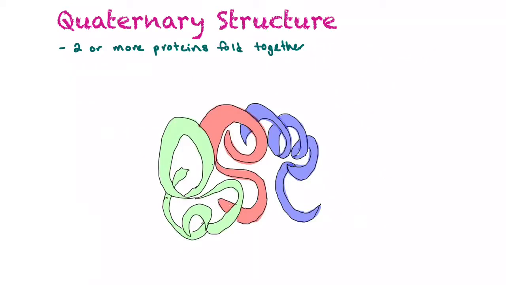The final level of protein structure is quaternary structure, and that's when two or more proteins or polypeptides fold together amongst themselves to become that functioning protein. For example, hemoglobin has 4 subunits, so there are 4 different polypeptides that fold on each other, and you end up with these really unique 3D shapes, and that's quaternary structure.